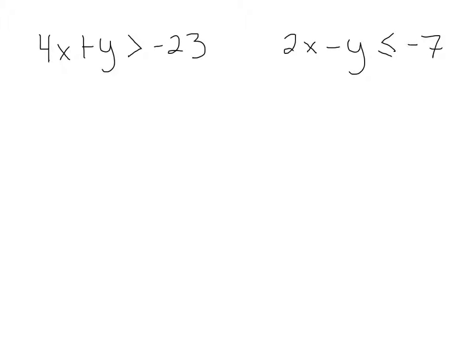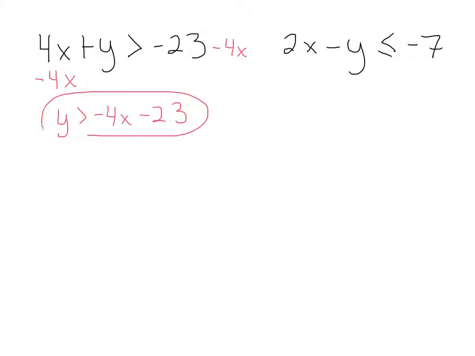So here is example 4 on solving systems of inequalities. I want to solve it by graphing, so I need to get y by itself in each equation. So in this equation, I will subtract 4x from both sides, and when I do, I have y is greater than negative 4x minus 23. So there's my first equation.